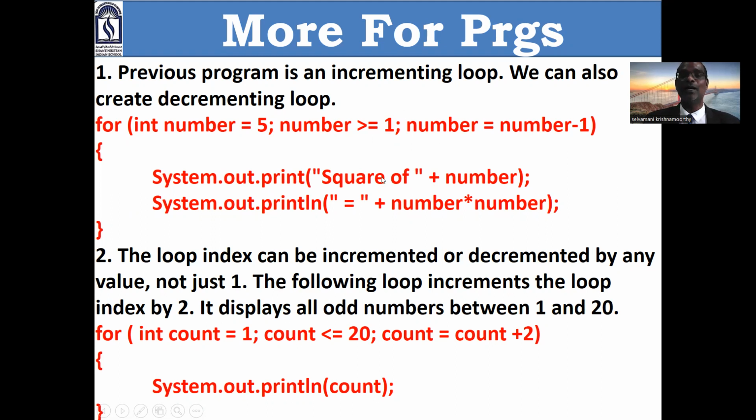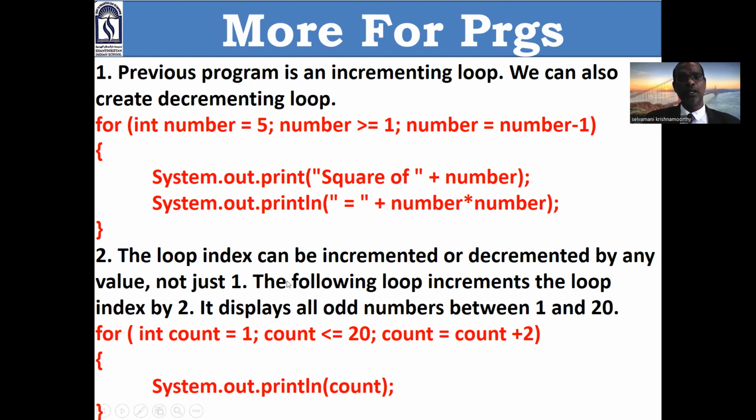This process continues until number becomes 1. So now number is 1. 1 is greater than or equal to 1. Square of 1 equal to 1. Now number is 1. 1 minus 1 is 0. So number is assigned 0. Once again the condition. 0 is greater than or equal to 1. Now false. It stops. Like this you can work with this decrementing loop.